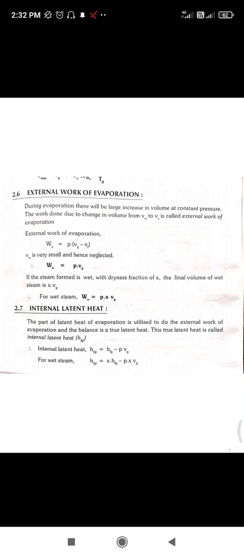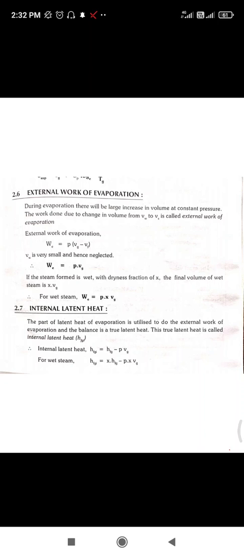How will it be solved? How do we get the internal energy of steam? Simply by subtracting the external work of evaporation from the total heat. Therefore, the internal energy U is equal to the enthalpy of steam minus the work of evaporation.